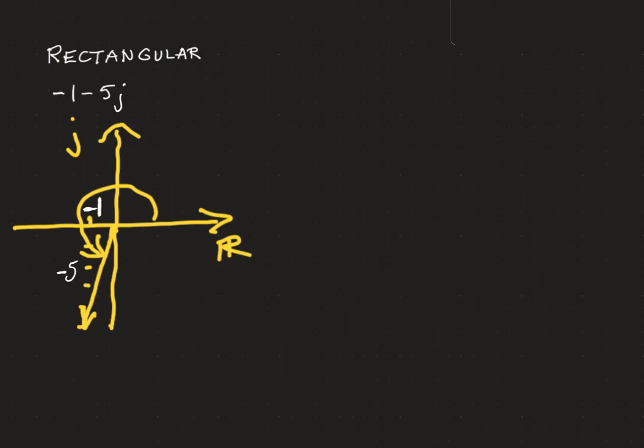So what would the length of our r be, the radius? Well, r would be equal to -1 squared plus -5 squared, but all of that under the radical. We have to take the square root of it. So we would get the square root of 26, which is approximately equal to 5.1.